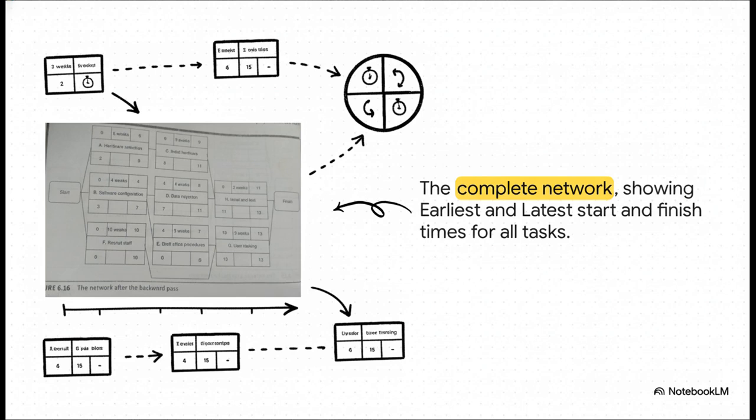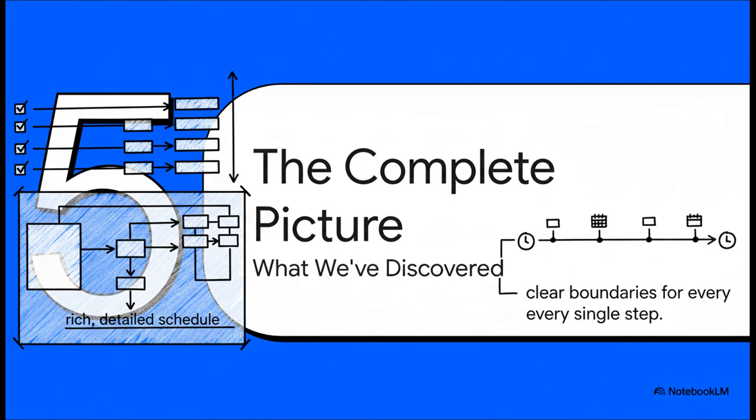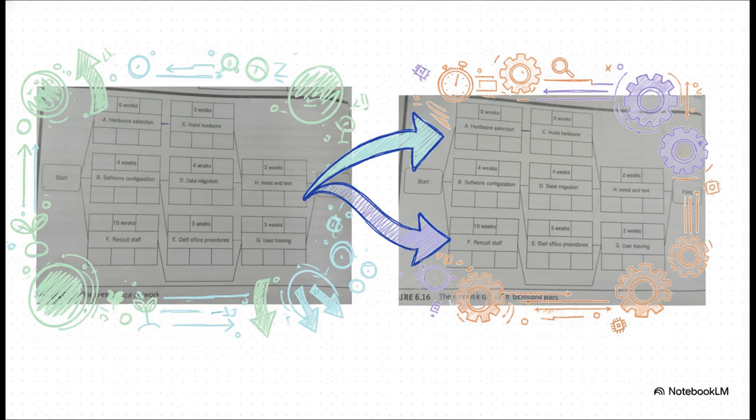It's all there. So let's step back for a second. What does this complete picture really tell us? I mean, we started with just a simple list of tasks, right? And now look what we have: a rich, super detailed schedule with clear time boundaries for every single step. I mean, just look at the difference here. On the left, that's where we started, a plan with a lot of question marks. On the right, that's where we are now, a schedule with actual intelligence baked right in. Just by running these 2 simple calculations, we've literally transformed a basic flowchart into an incredibly powerful project management tool.